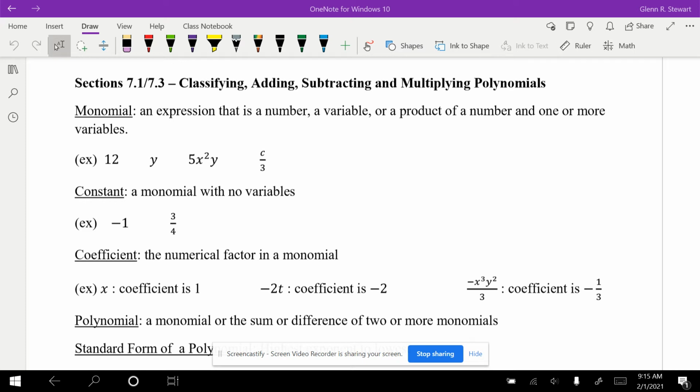All right, hey, today what we're going to talk about is classifying, adding, subtracting, and multiplying polynomials. I know it says section 7, but this is actually what we called unit 4 for algebra 2. First off, let's take a look at a little bit of vocab here.